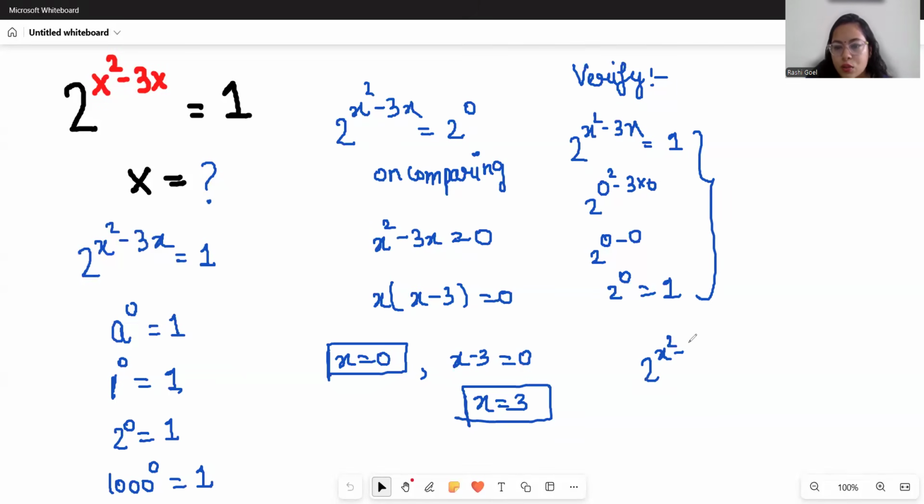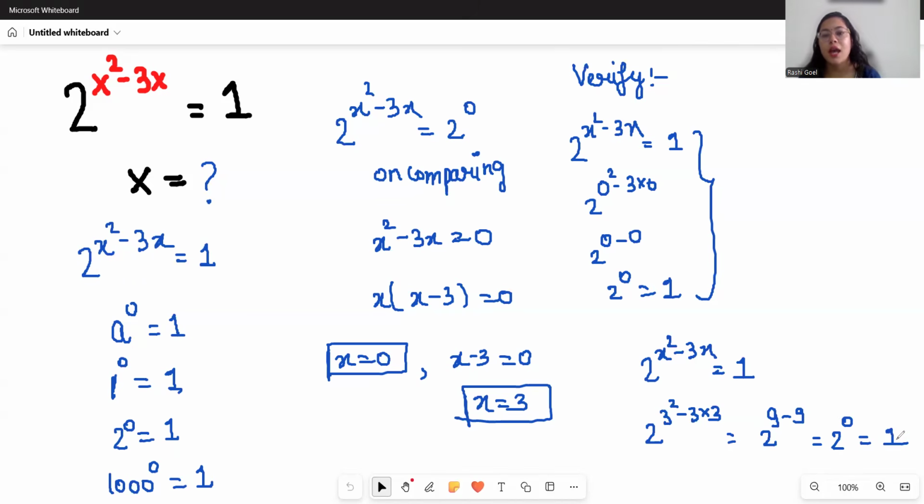Now 2 power x square minus 3x equal 1. So 2 power 3 square minus 3 times 1, that is 2 power 9 minus 3. Sorry, here it is 3 times 3. That is 9, and 2 power 9 minus 9 is 2 power 0, which is equal to 1. So both the solutions, x equals 0 and x equals 3, are verified solutions.